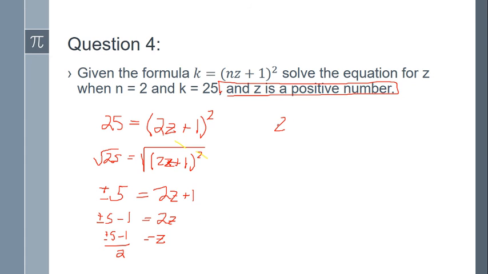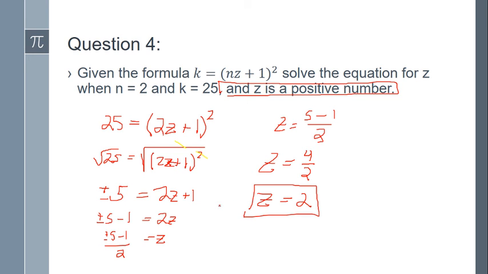So now we know that z should equal 5 minus 1 divided by 2. In this case, z is equal to 4 divided by 2, and 4 divided by 2 is just 2. So in this case, z is equal to 2. All right, so the key to this problem was taking the square root of both sides first, to break out what's underneath in those parentheses from that square, and then using inverse operations to isolate z. Remembering that z is a positive number, you're going to ignore the negative square root and just focus on what we call the principal square root.